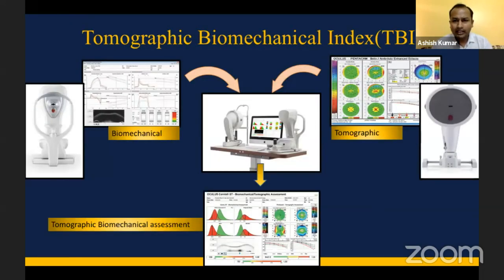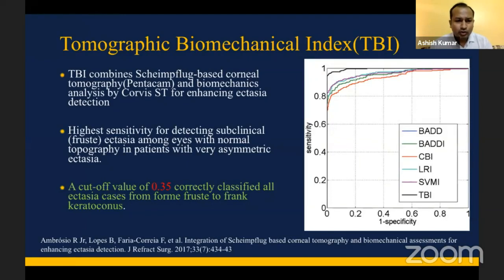Let's come to the tomographic biomechanical index, which is nothing but the integration of biomechanical indices from Corvis ST and tomographic parameters from Pentacam. Together they comprise the tomographic biomechanical assessment. TBI was shown to have the highest sensitivity for detecting subclinical ectasia among eyes with normal topography in patients with very asymmetrical ectasia. A cutoff value of 0.35 correctly classified all ectasia cases from forme fruste to frank keratoconus. If you see the area under the ROC curve here, when compared to CBI, BAD-D, and TBI, TBI was shown to have the maximum area, which just shows that it has the highest sensitivity.